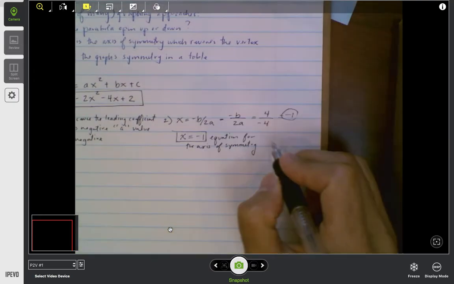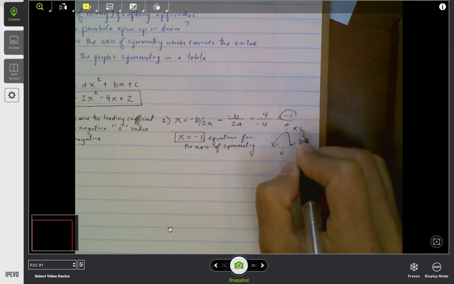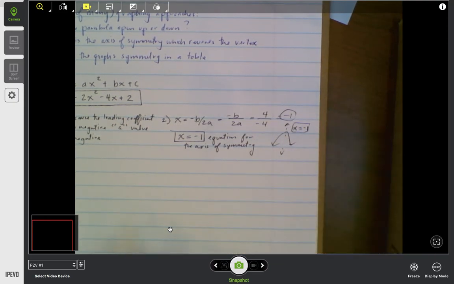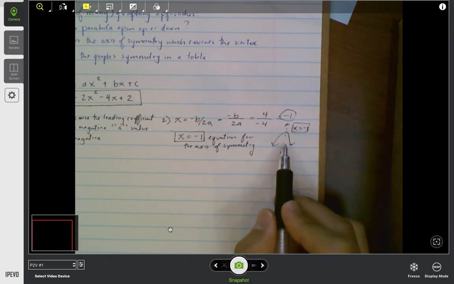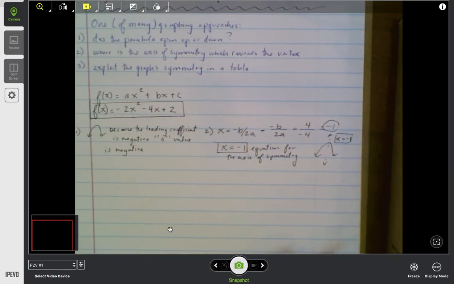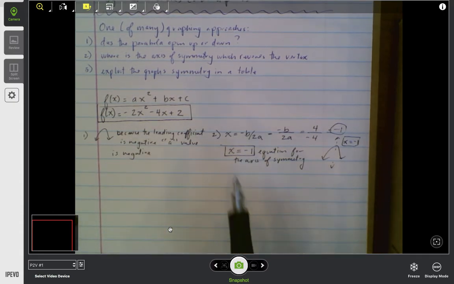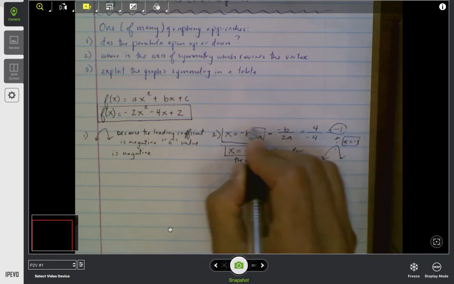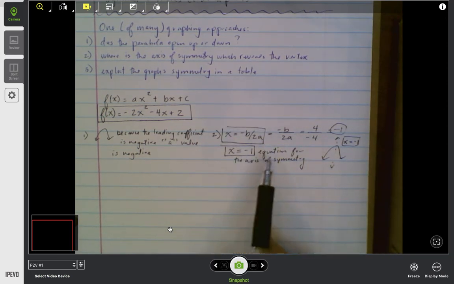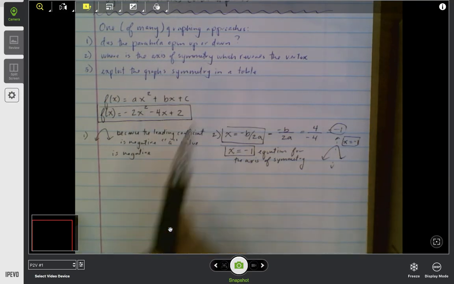If I do a quick sketch again here, I know that the parabola opens down, and now I know that there's this imaginary vertical line passing right through it, at x equals -1, and on that line, x is always equal to -1 as y is changing, but it will split my parabola into two halves, not equal halves, but mirror images. So I've answered the first two questions. I know that my parabola opens down. I know, thanks to this little formula here, x equals -b over 2a, that the equation for the axis of symmetry is x equals -1. And now I want to exploit the graph's symmetry in a table.